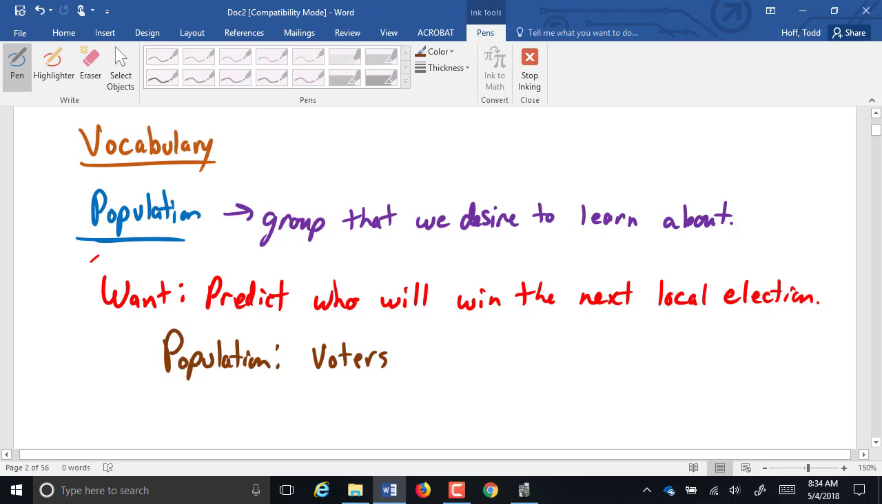Now, again, we have to be very precise. You could say, well, all registered voters. Well, the problem there is the registered voter that stays home that day really doesn't have anything to do with who wins the election, do they? So really our population is voters who will vote in that election.